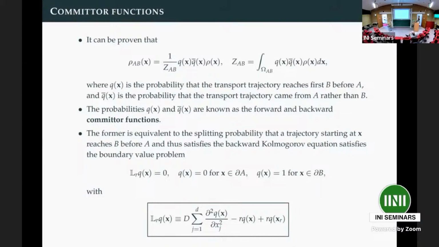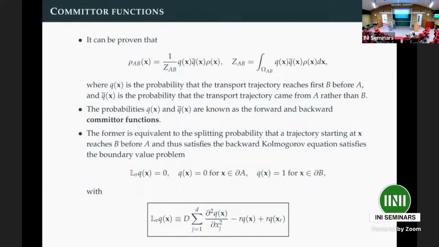What about Q bar of X? Well, Q bar of X is the opposite. It says, if I'm at X, what's the probability that I came from A rather than B? So it's the reverse time process. If you reverse time, it will be a splitting probability. Okay. So let me kind of draw a picture.